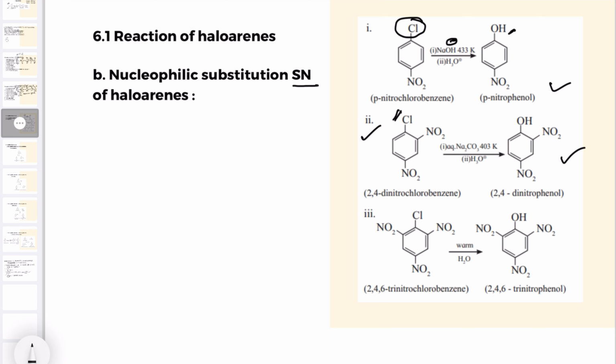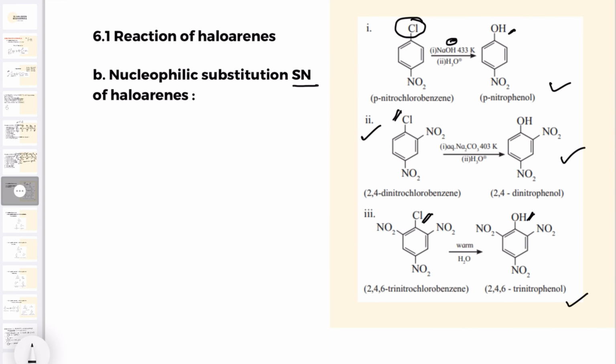Then next is 2,4,6-trinitrochlorobenzene. This on reaction with boiled or warm water, the removal of chlorine takes place and to this position an OH group is attached. That means we get 2,4,6-trinitrophenol compound. Okay. Up to this much are the reactions of haloarenes with the help of nucleophilic substitution reaction.